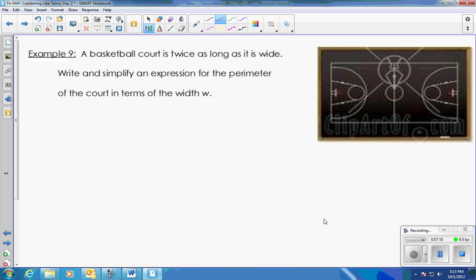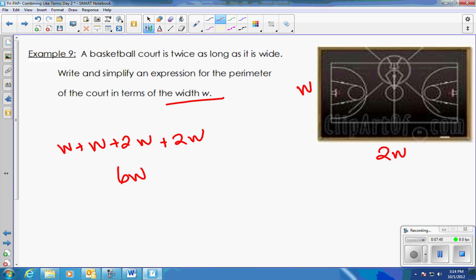All right, this says a basketball court is twice as long as it is wide. We're going to write and simplify an expression for the perimeter of the court in terms of W. So if we call this W, it's twice as long as it's wide. So for perimeter, I add up all the sides. Well, W, W, 2W, and 2W combines to 6W.